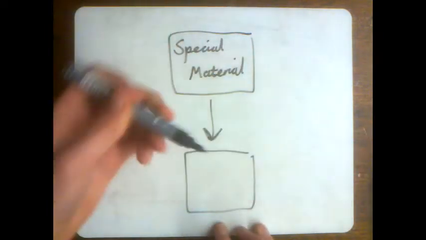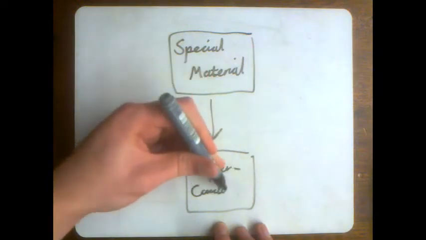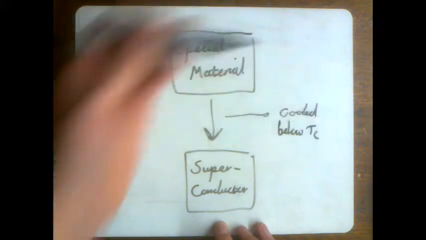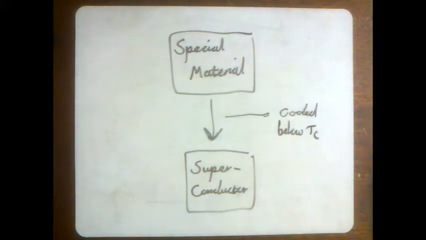This diagram explains how, when a material is cooled below a critical temperature, represented here by Tc, the material becomes a superconductor.